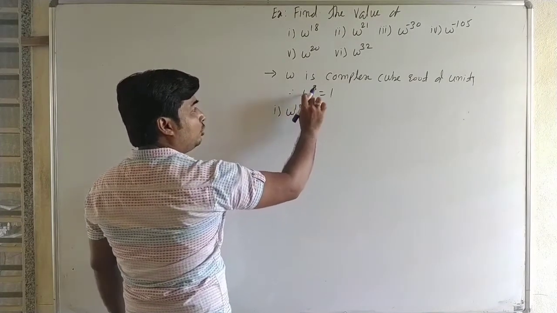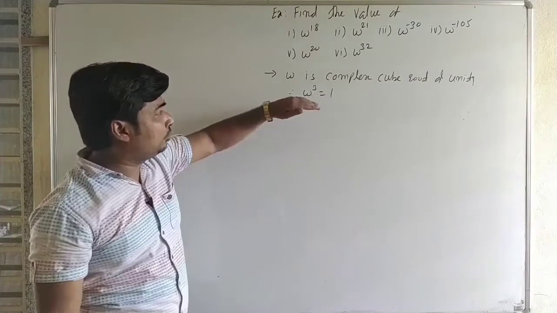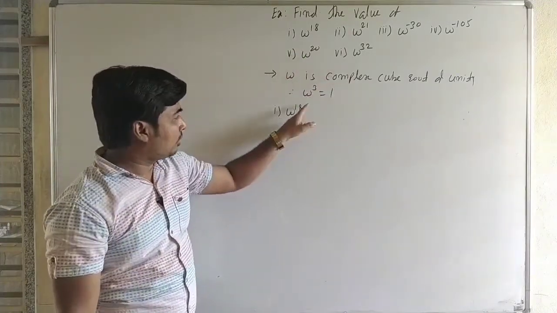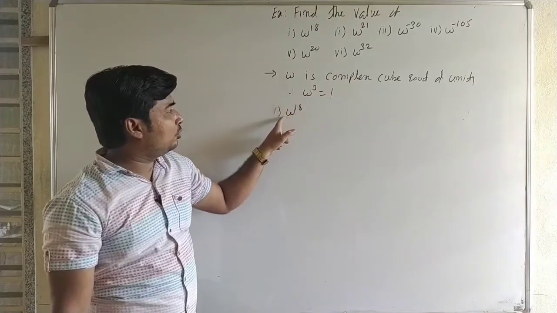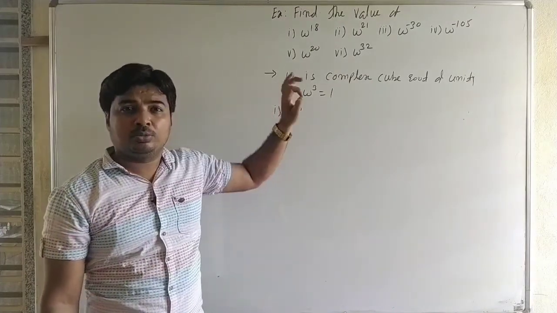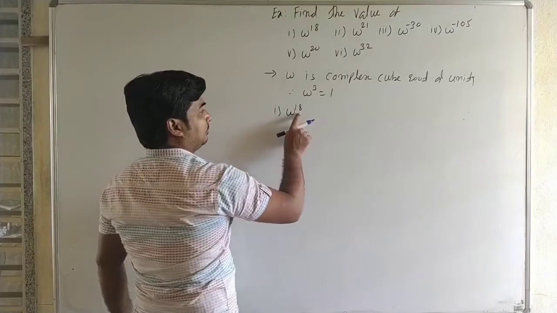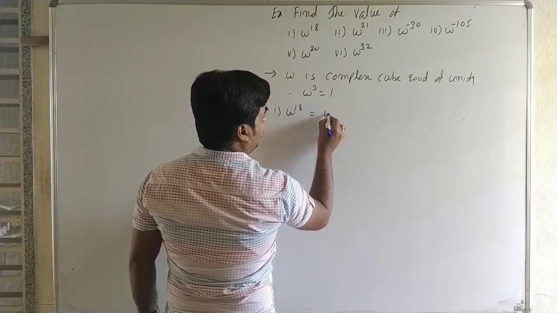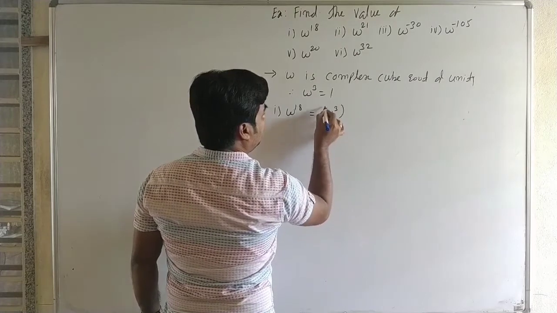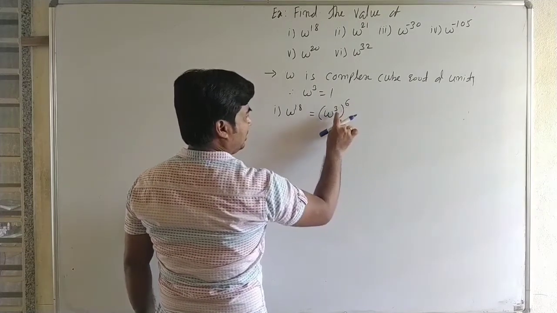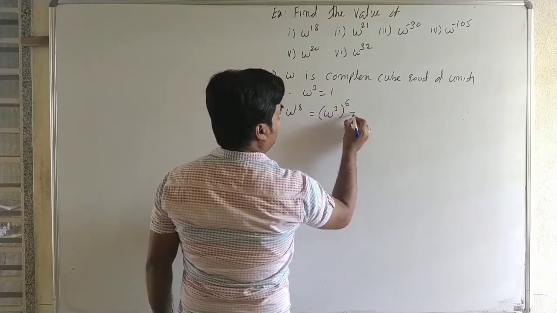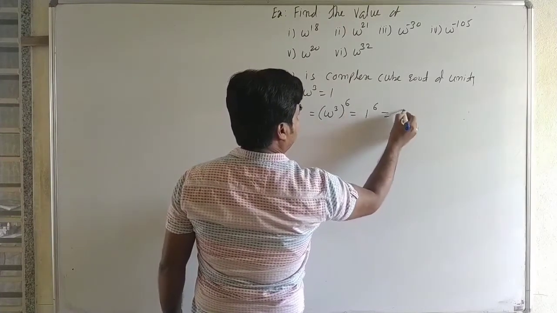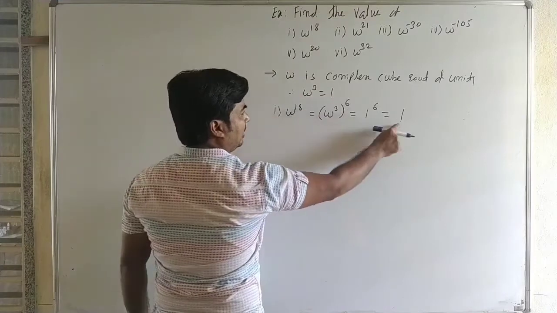We know that omega to the power 3 is equal to 1. Therefore convert this omega to the power 18 into omega to the power 3. 18 is divisible by 3, therefore we can write omega cube to the power 6. 6 into 3 is 18. And we know that omega cube is equal to 1. Therefore 1 to the power 6 is 1. Therefore omega to the power 18 is equal to 1.